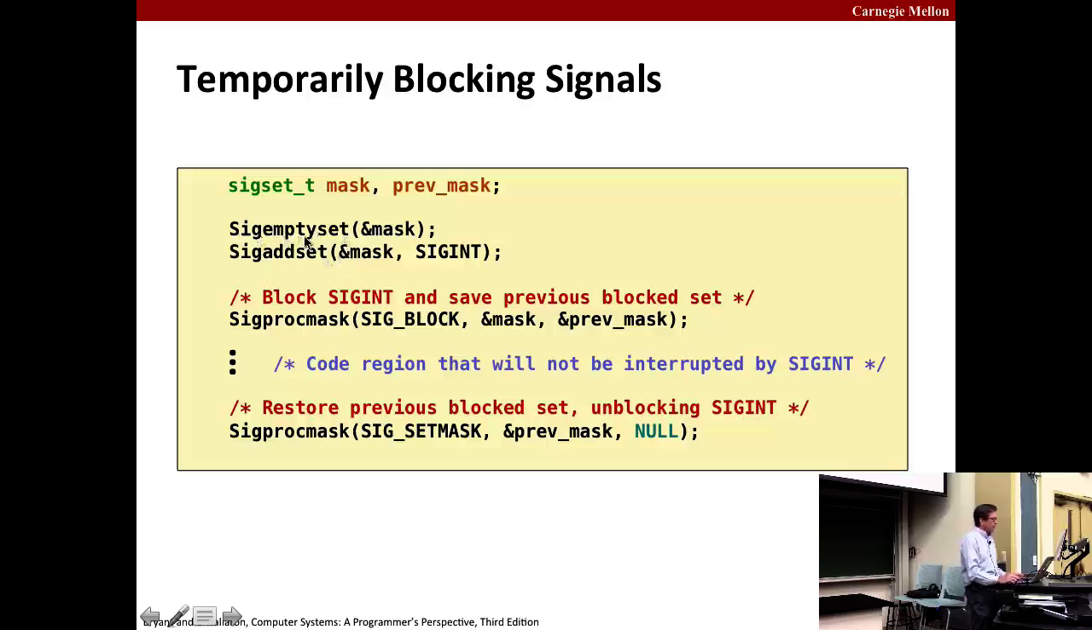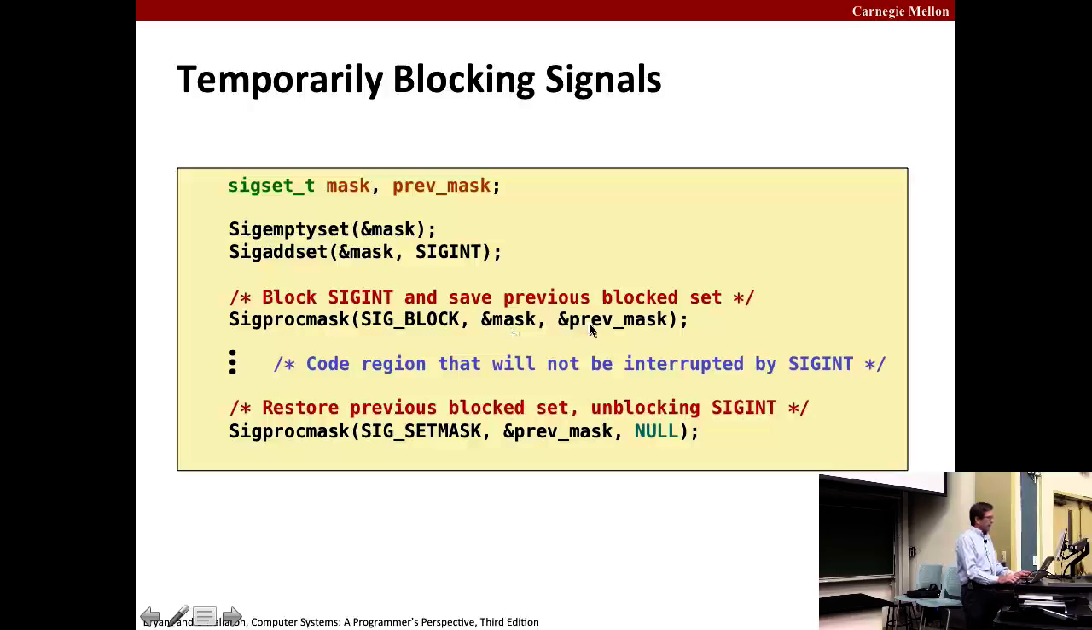So what we do, we'll use sigemptyset to create an empty mask. So this is a mask with all zeros, with no elements in the set. And then we're going to add a single element to this set, which is SIGINT. And now we have some code that we don't want to be interrupted by receipt of SIGINT. So we want to temporarily block the receipt of SIGINT signals. And we do it by calling sigprocmask with the command to block the signals that are in the set specified by mask.